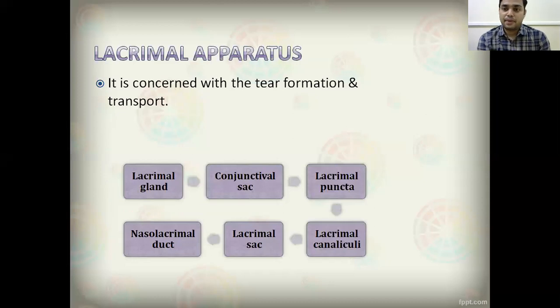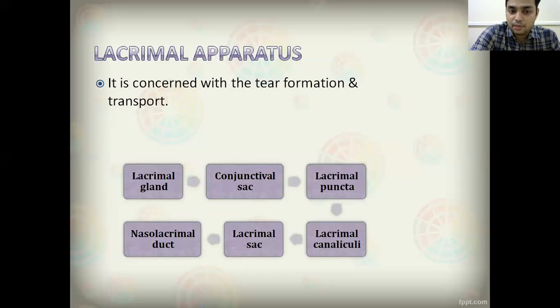So, what is lacrimal apparatus? Lacrimal apparatus is a set of tissues which are concerned with the tear formation and transport of the tears.